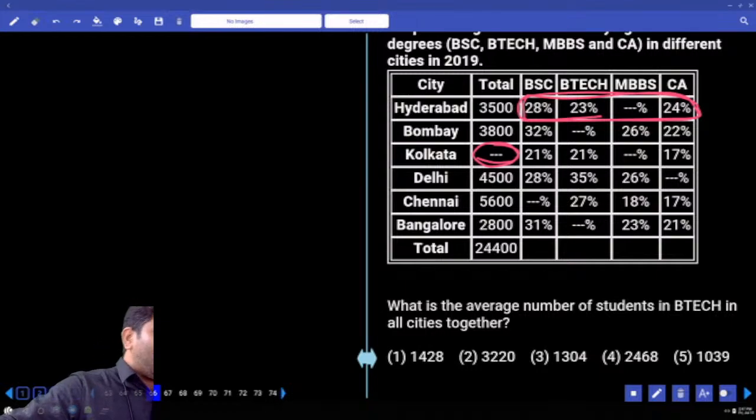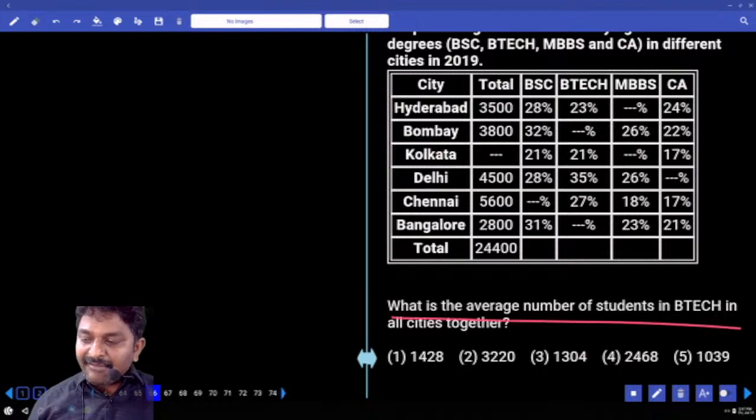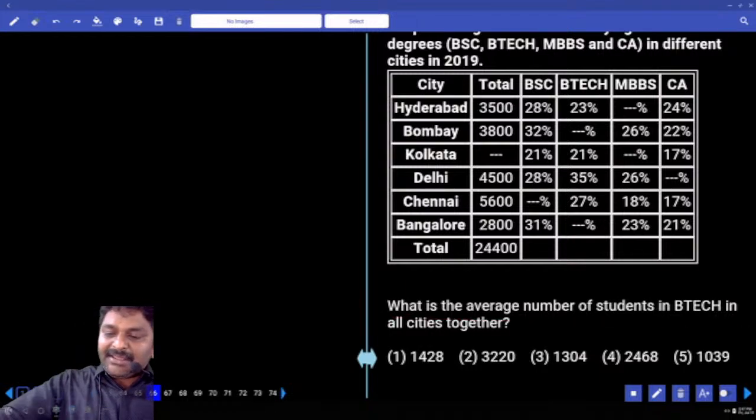Let's do it when it is really required. Don't fill the gap because you know how to fill it. Okay? Right. What is the average number of students in BTech in all cities together? If I have to solve this question, better I will skip it.